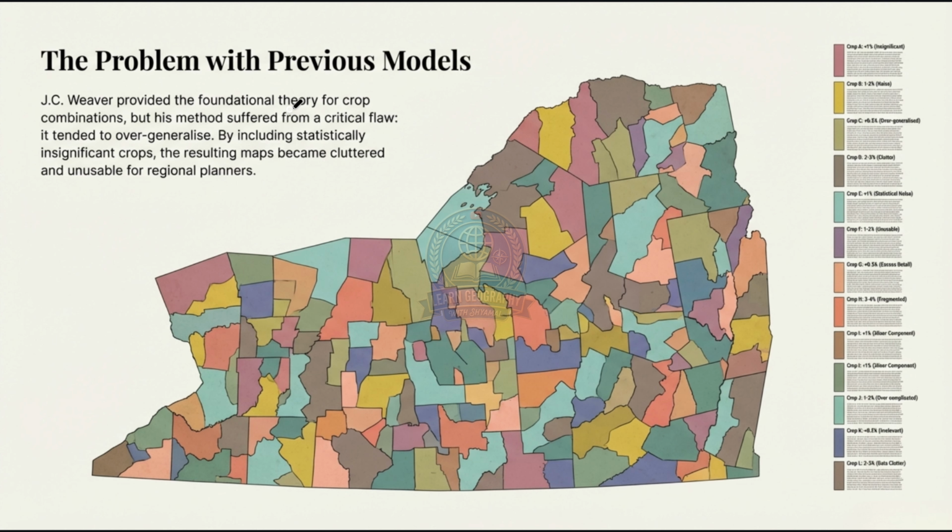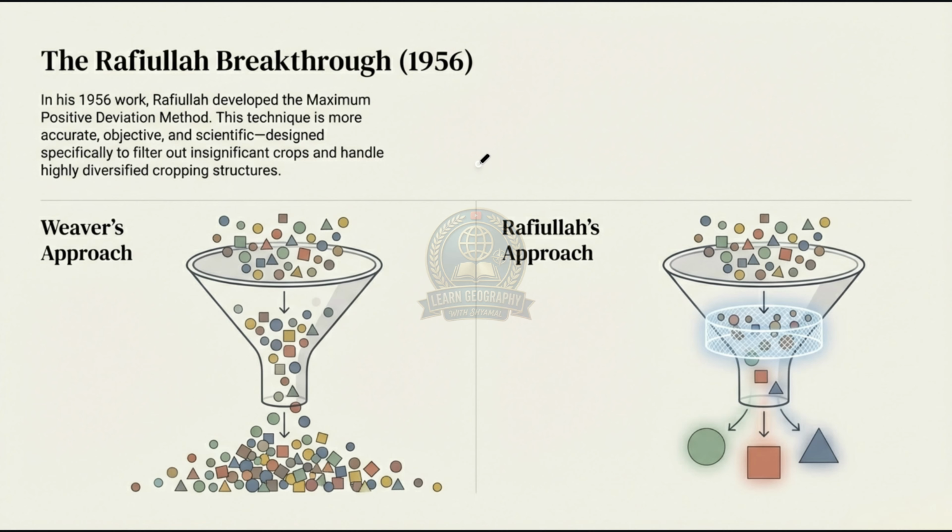J.C. Weaver provided the foundational theory of crop combinations, but his method suffered from a critical flaw. It tended to overgeneralize. By including statistically insignificant crops, the resulting maps become cluttered and unusable for regional planners. So Rafiullah's breakthrough came in 1956. In his 1956 work, Rafiullah developed the maximum positive deviation method. This technique is more accurate, objective, and scientific, designed specifically to filter out insignificant crops and handle highly diversified cropping structures. This is Weaver's approach and this is Rafiullah's approach, like a filtering process.